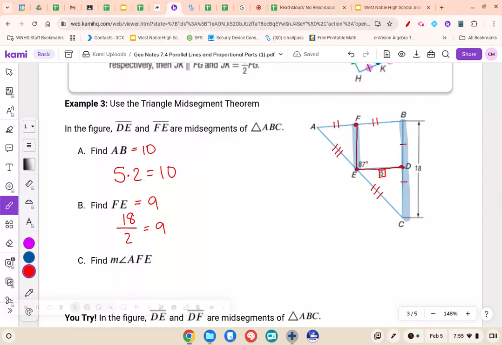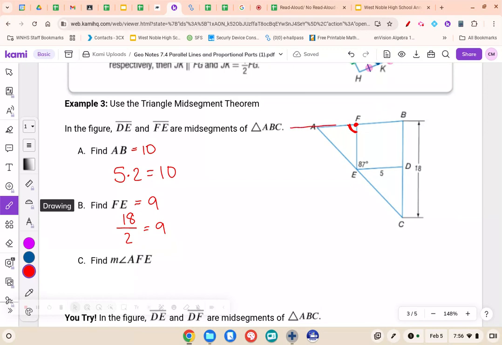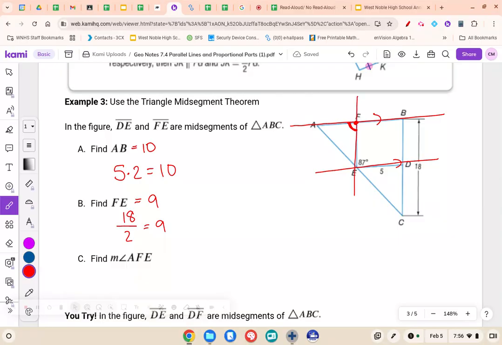The last one, angle AFE, that is this angle right here. We are trying to find how big it is. Now reminder, the midsegments have to be formed by parallel lines. So I'm going to get rid of a lot of this stuff. These two lines are parallel to each other. If this is a transversal, these are congruent. So the measure of angle AFE is 87 degrees. And that, guys, is by alternate interior angles theorem.